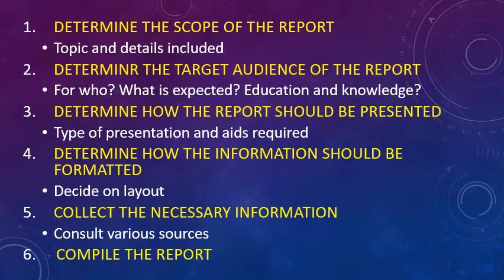Number 5, collect the necessary information. This you do by consulting various sources. So if you need to present the numbers of sales that went down during lockdown, for example, then obviously you need to be able to prove this, and this is where you collect the necessary information. Then number 6, compile the report. This is where you do the actual work and make it look like something.